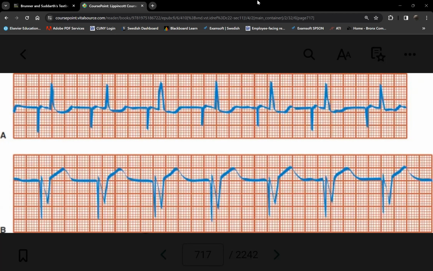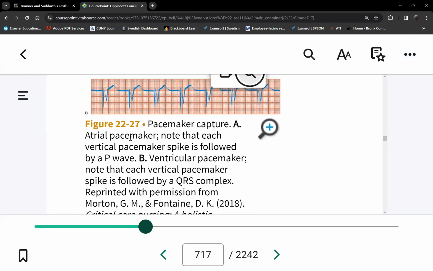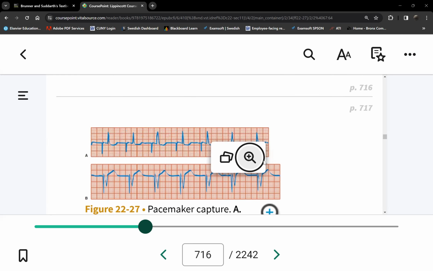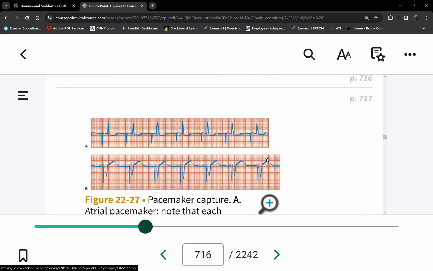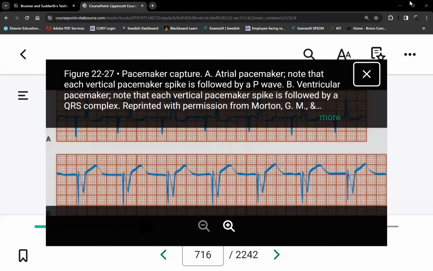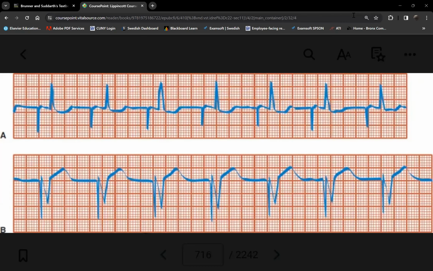There should be a label right here: A is atrial pacemaker and B is ventricular pacemaker. So the first one is atrial pacing. The second one is ventricular pacing.